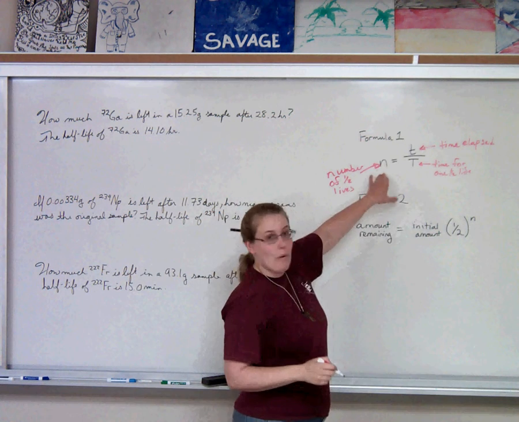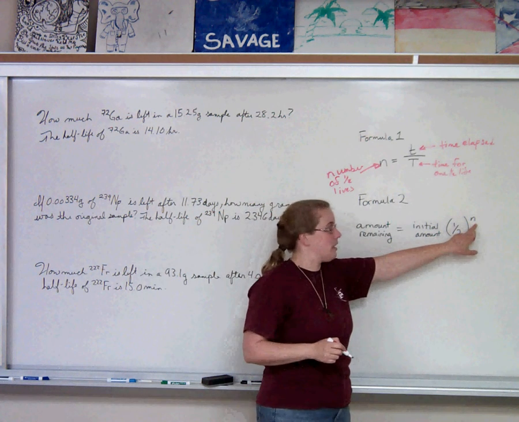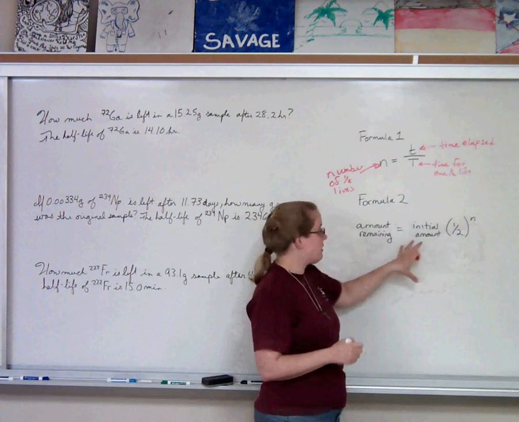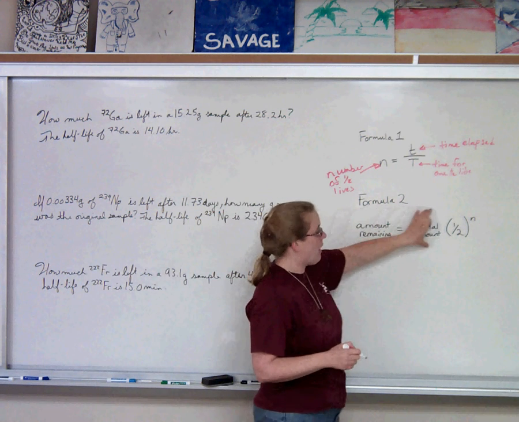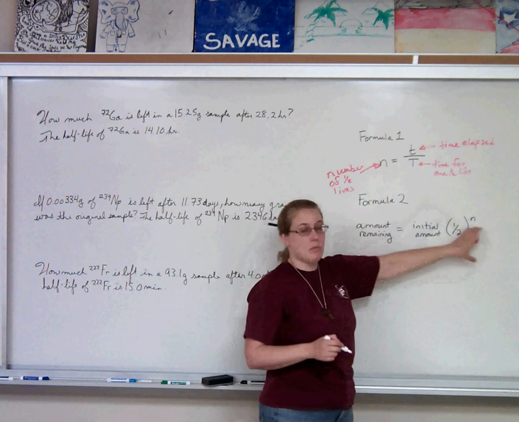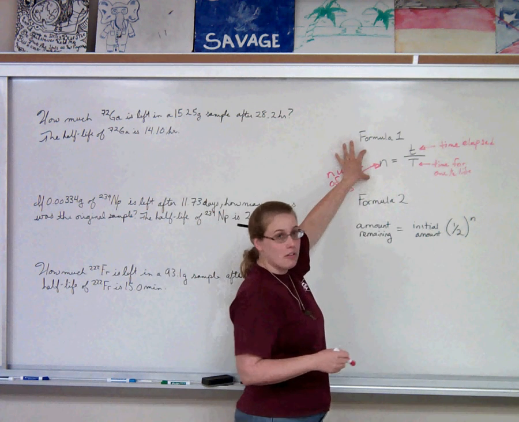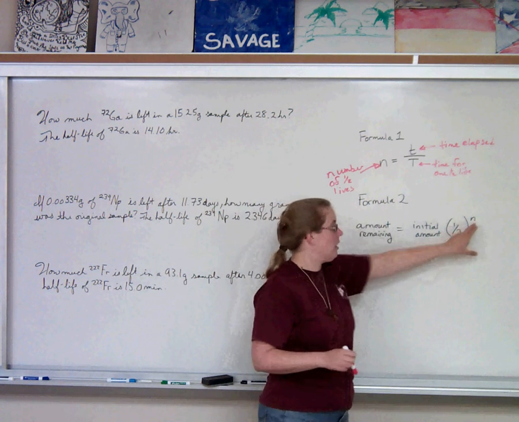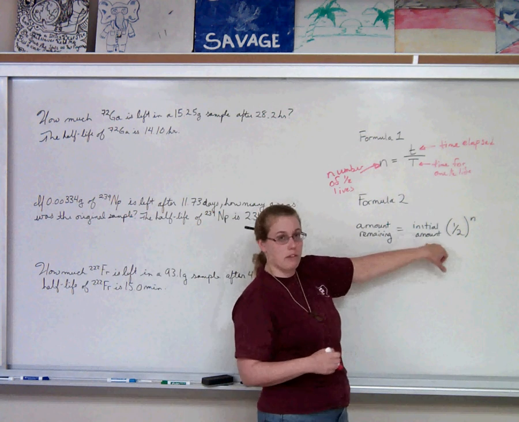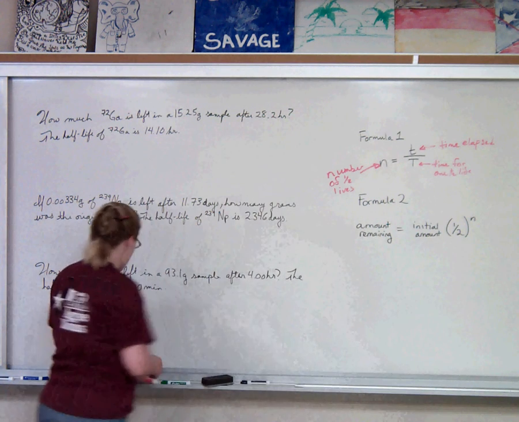You need to know N because that is the exponent in this formula, where the amount remaining equals the initial amount times 1/2 raised to whatever N happened to be. So you've got to solve this one first, find N, and then put that in here, and you're either going to solve for this or solve for that. So let's try the first one.